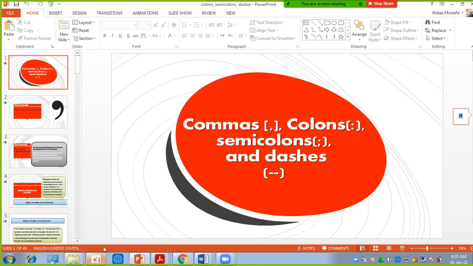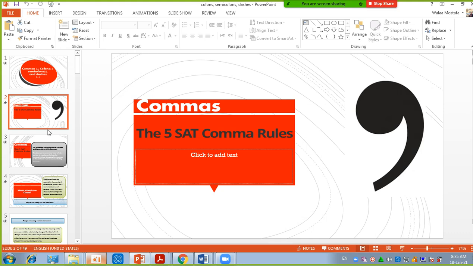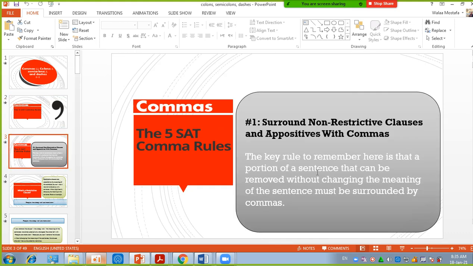Okay. Yesterday we were speaking about the rules of commas, colons, semicolons, and dashes, some of the punctuation that you may meet in the test. And we said we have seven main rules for the commas. The first one is that commas surround the non-restrictive clause or the appositive. What is the non-restrictive clause?